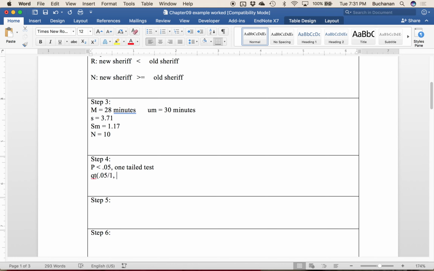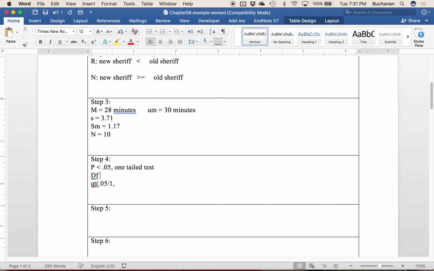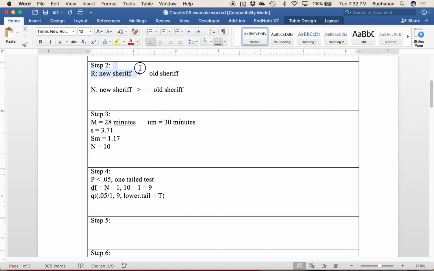Here's where I need the degrees of freedom. So our degrees of freedom is n minus 1, which in this case is 10 minus 1, which is 9. So I got 9 degrees of freedom here. And I'm going to do lower.tail equals TRUE, because I do want the lower number, because it's a less than test. So one-tailed less than test.